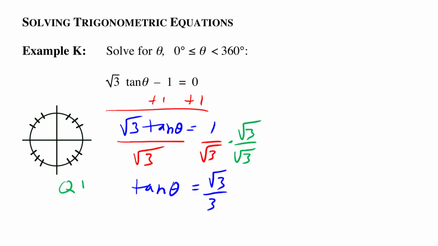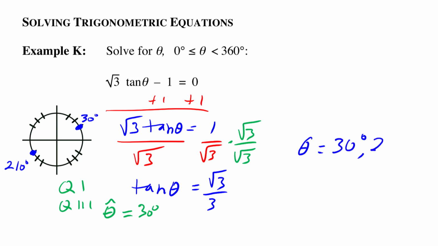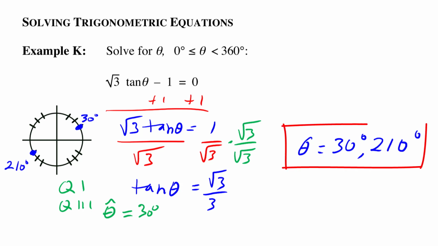Tangent is positive in quadrants 1 and 3. And theta hat is 30 degrees. So the values of theta that make this true, between 0 and 360 degrees, are theta equals 30 degrees and 210 degrees. That's our solution set.